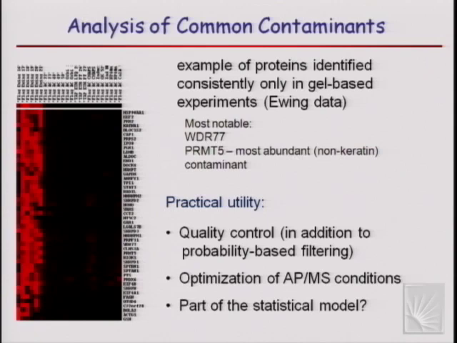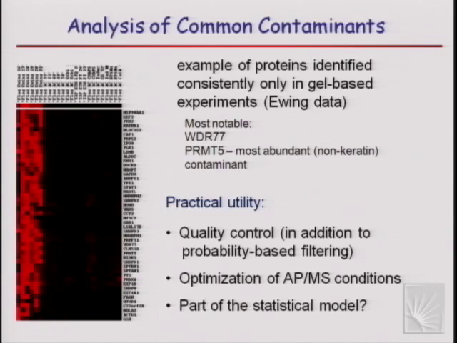The practical utility of this is going to be as a quality control in addition to probability-based filtering and experiment-specific negative controls, as well as a method to optimize purification conditions so we can eliminate these contaminants, or maybe incorporate the database as a part of the statistical model itself when we calculate the confidence in individual interactions.